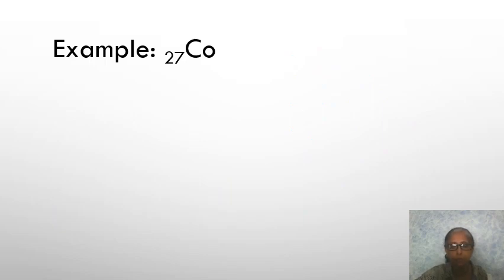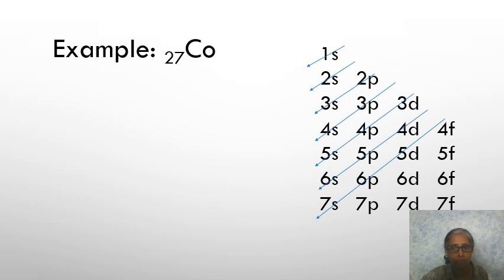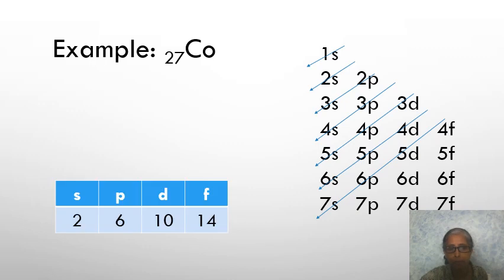Now we'll do one more. I've taken cobalt here. It has the atomic number 27. So what is the first step to do? Write this and put arrows. And then remember the number of electrons that can be accommodated in each subshell: s2, p6, d10, f14.